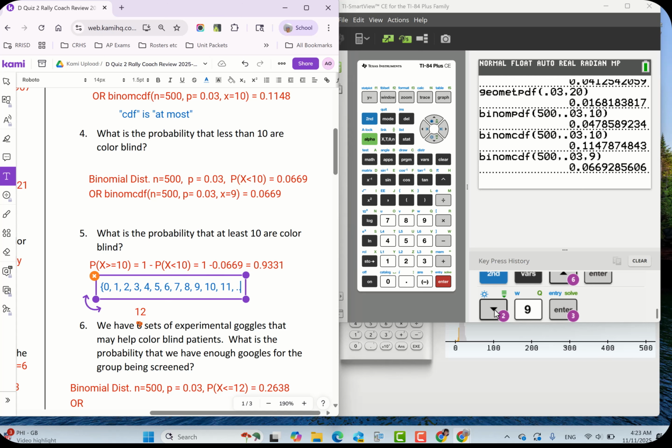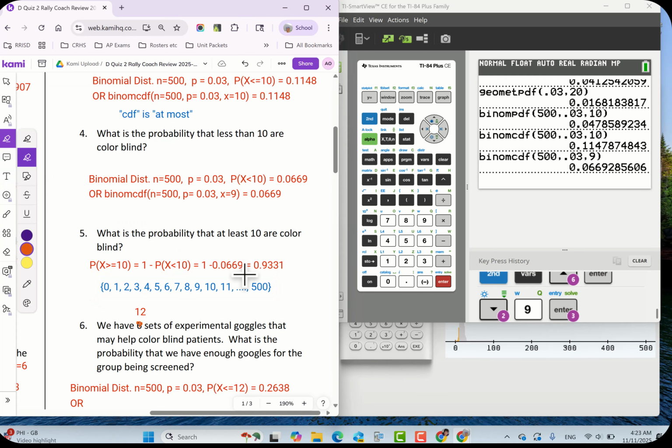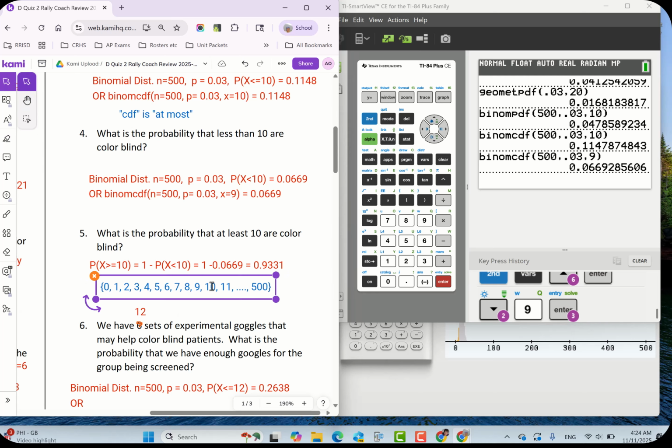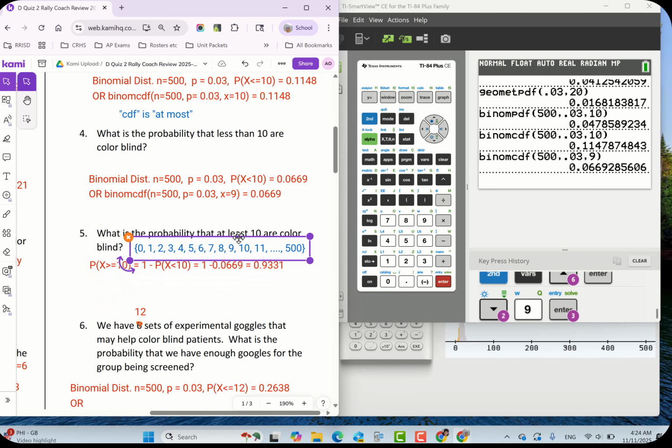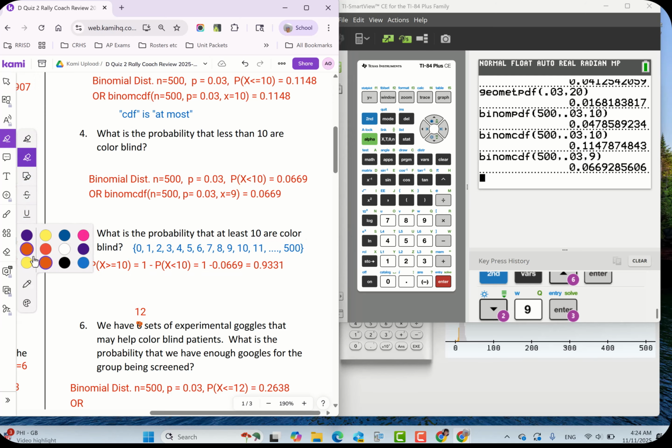So this keeps going all the way to 500. All right, so we want at least 10. Why am I drawing this? The reason I'm drawing this is primarily for the TI people, because it doesn't have an at least 10. So let me move this here. There is no at least 10, so you have to figure out what's going on. Well, at least 10, what we're looking for, our answer is over.